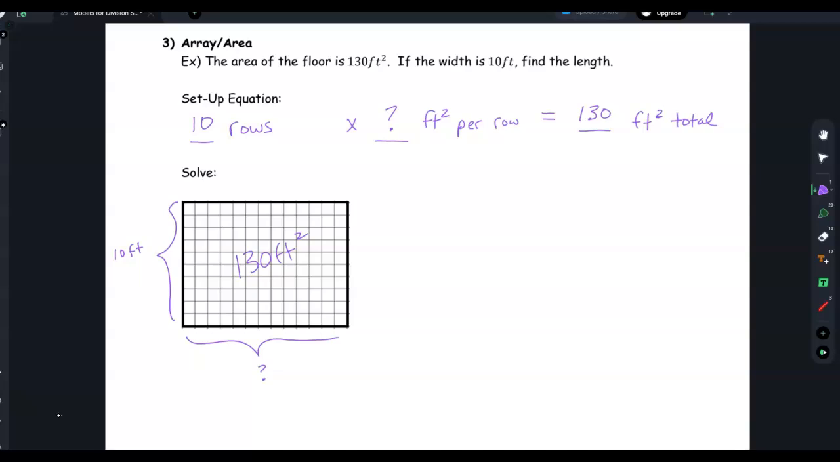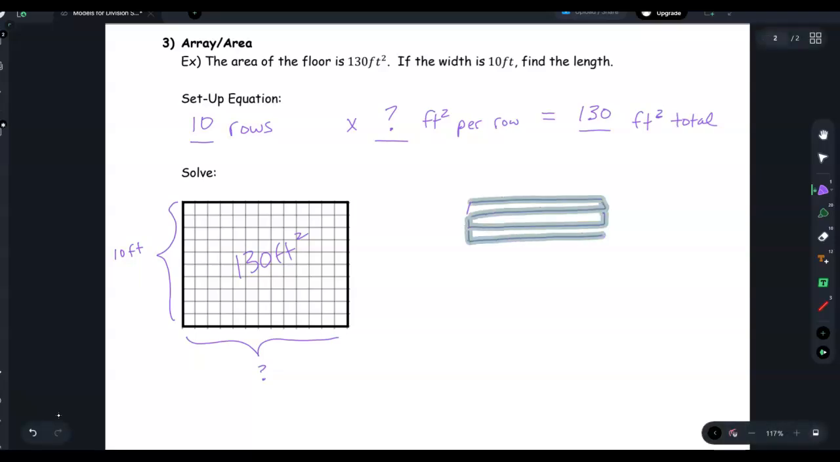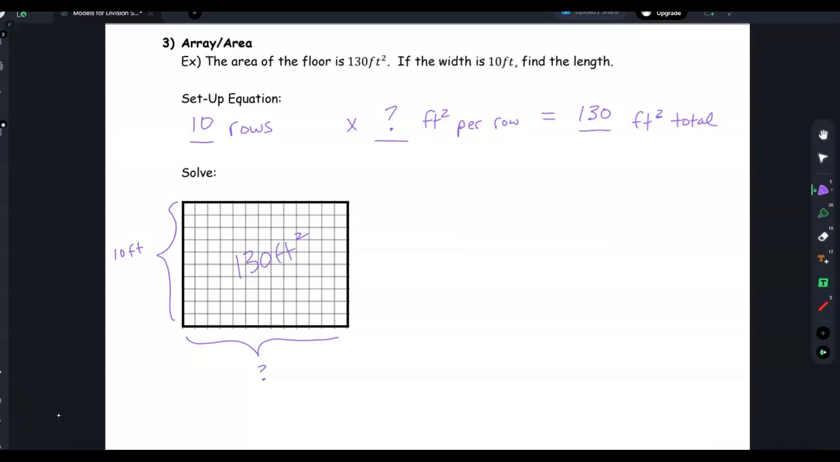So when I draw the picture live for a student to help them solve this, I would say, okay, I know I have 10 rows. So there's going to be a row here, another row here, and another row here, and I know there's going to be 10 of those. That means I'm going to have 10 squares going along the left-hand side. So 1, 2, 3, 4, 5, 6, 7, 8, 9, 10.